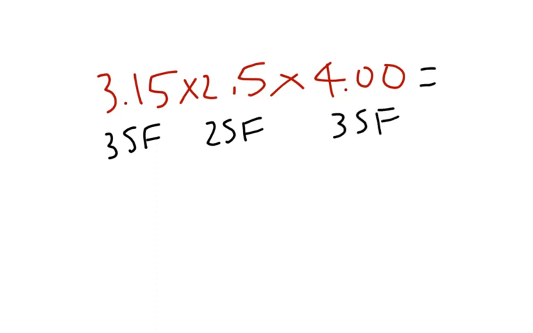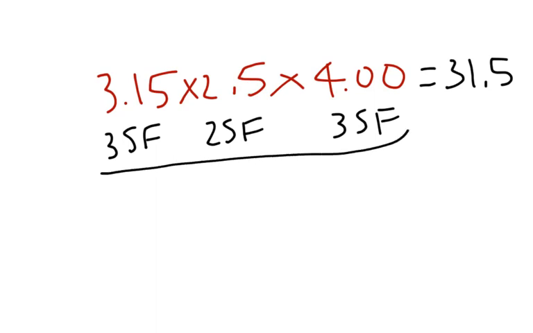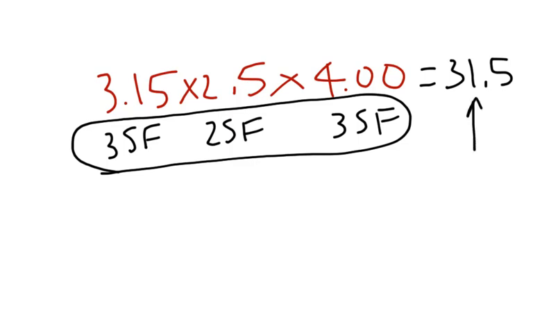So when I multiply this out together, the number that I get is 31.5, and out of all of these, 2 is the smallest number of sig figs. That means that I need to round this number to 2 sig figs.